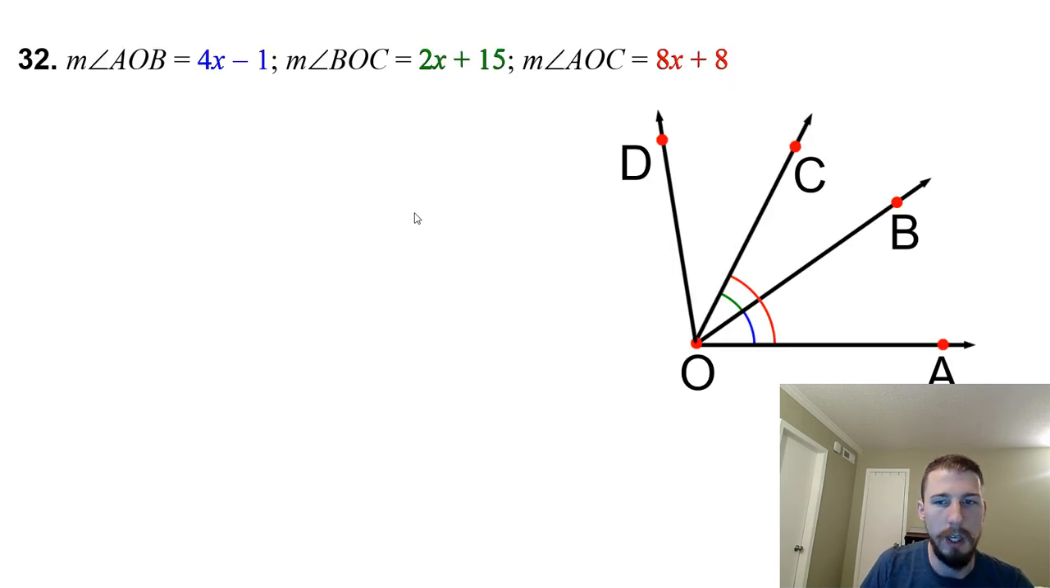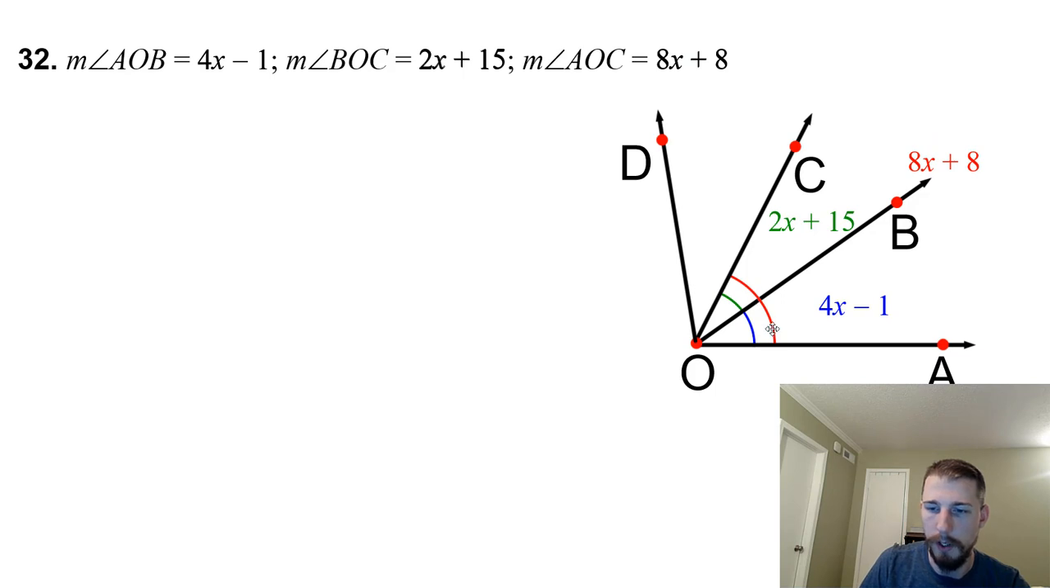32, this is the angle addition postulate. Just like with the segment addition postulate, we can add up angles that are adjacent to each other and share a common point. We can do the same thing with angles. So we have angle AOB, which is color coded for you. AOB is the blue angle. Angle BOC is the green angle. Color coded makes this a lot easier. And then the red angle is angle AOC.